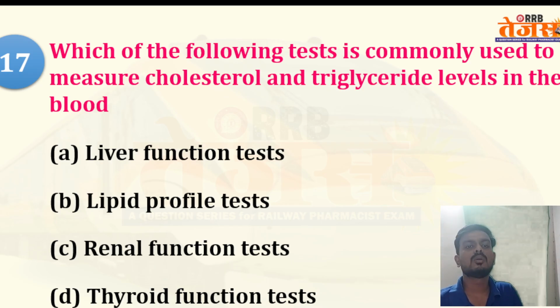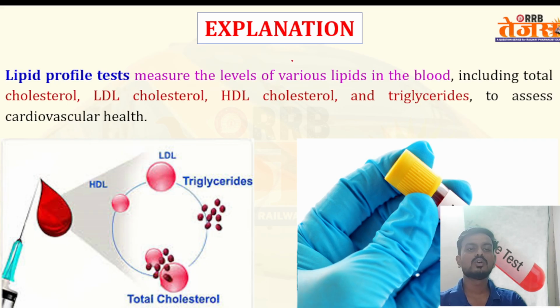Which of the following tests is commonly used to measure the cholesterol and triglyceride level in the blood? The options are liver function test, lipid profile test, renal function test, and thyroid. The question is the measurement of cholesterol and triglyceride. When we talk about cholesterol and triglyceride, we measure them by the lipid profile. So your right answer is lipid profile test. The lipid profile measures your lipid amount in blood. This includes total cholesterol, low density lipoprotein cholesterol, high density lipoprotein cholesterol, and triglycerides.